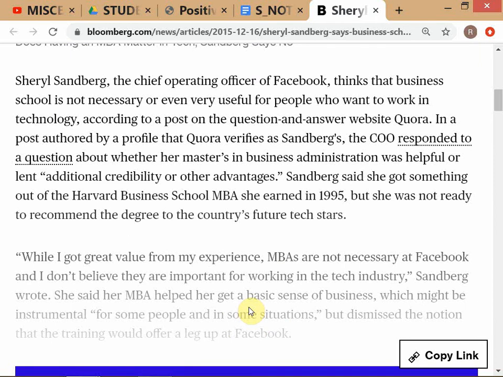The basic message of this article, this is now behind a paywall, so you can't read this, but the basic message is that Facebook doesn't really care about people having MBAs. They don't really care about what degree you have. At some point in this article, she says that we care about what you can do and not about what degree you have. So you need to change your orientation on your professional program. You need to get a good job when you finish the program. So you should be focused on acquiring skills. All right.